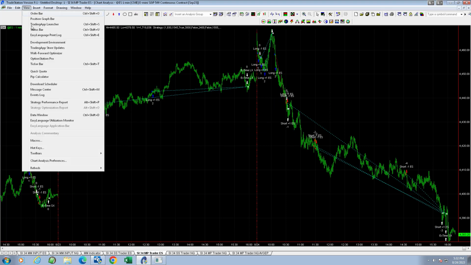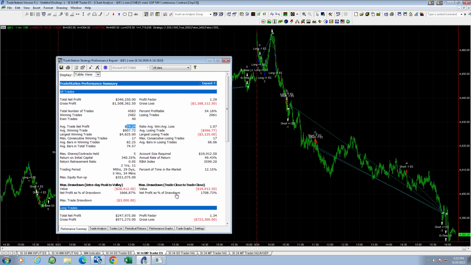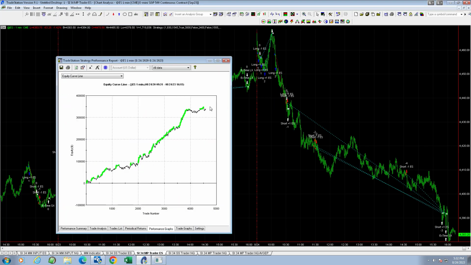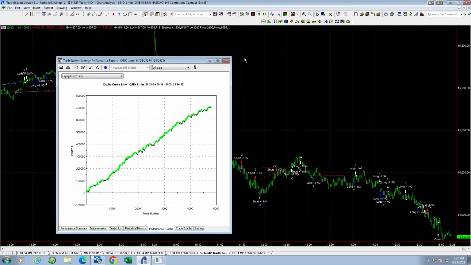And let's look at the performance summary for this. For the S&P, this is what this looks like. It's been a little more choppy since the end of April, and recent equity peaks in August though. And so let's look at it. It works better on the NASDAQ. So if you look at the NASDAQ, here it is right at equity peaks.